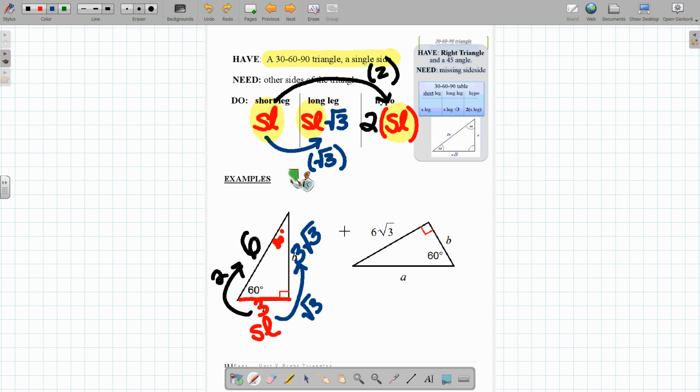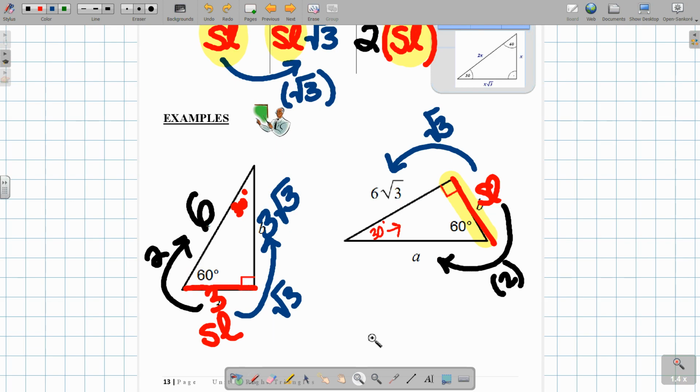Let's try another one. Again, always start by finding the short leg. The short leg is across from the 30 degrees. If my 30 degrees is here, that makes B here my short leg. Now, draw your sprouting arms. One arm goes to the hypo, times by 2. One arm goes to the long leg, times by root 3. Problem is, this time you don't have the short leg.